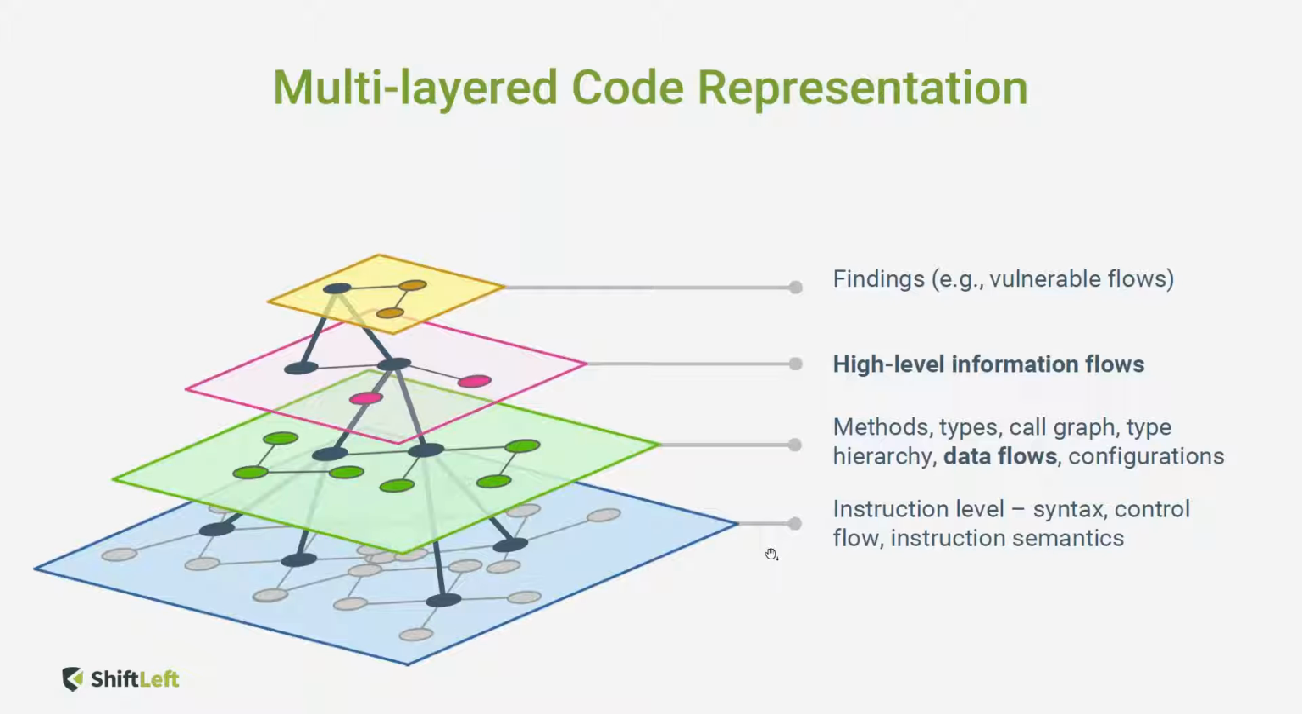On that layer, you have the syntax information, control flow information, and semantics about the instructions, in particular data flow semantics. Based on that, we calculate data flows. Based on those, we calculate high-level information flows, and I'm going to go into what that means in a minute. And we then take those high-level information flows and apply policies to essentially point out vulnerable flows versus non-vulnerable flows.